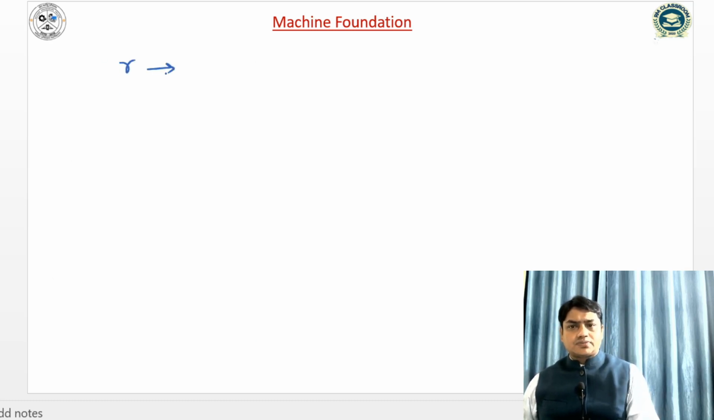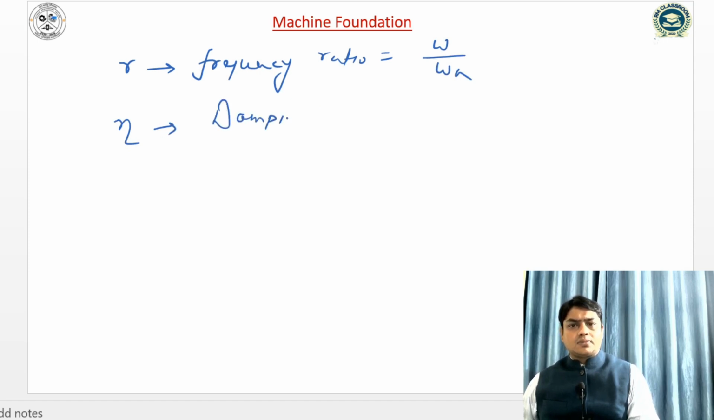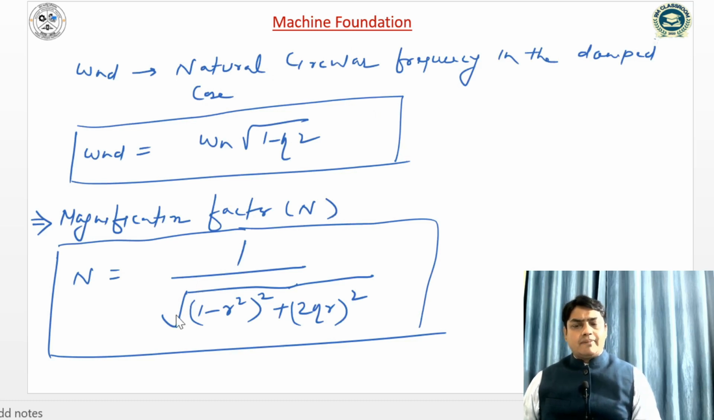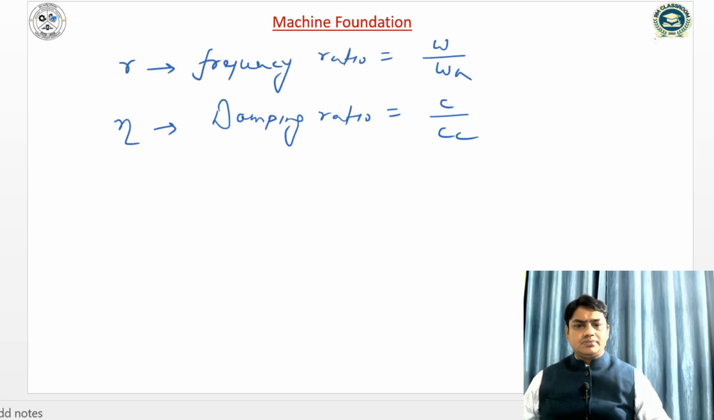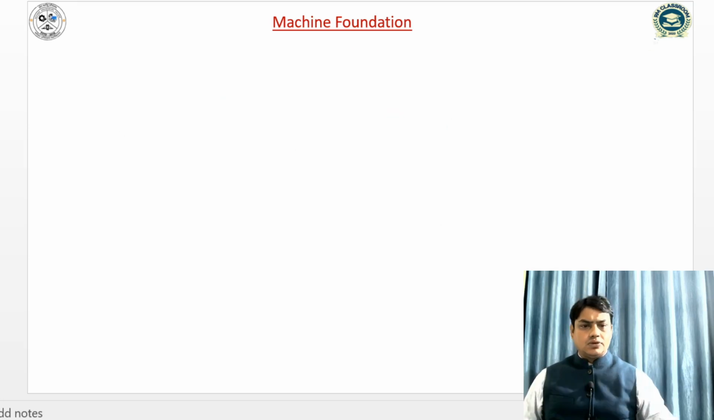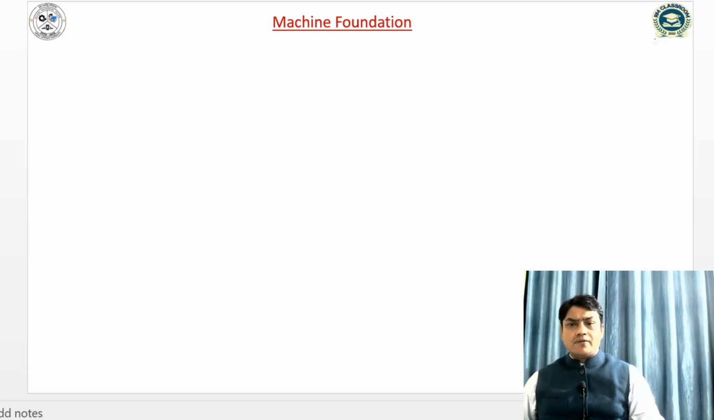So r is the frequency ratio, omega by omega n, and eta is the damping ratio. It is the ratio of actual damping to the critical damping. So with the help of that we can compute the magnification factor for the mass-spring-dashpot model in free vibration case. So let us discuss the another case, that is mass spring dashpot model in forced vibration case.